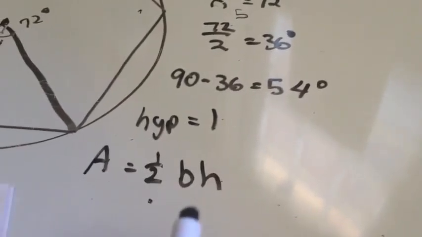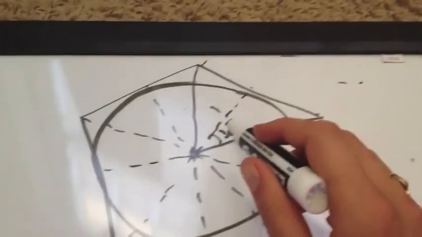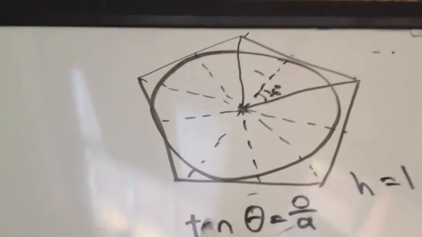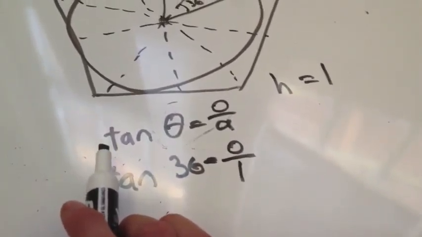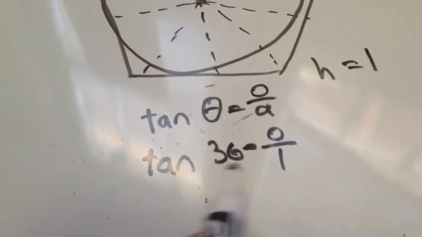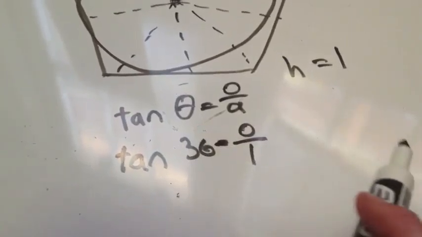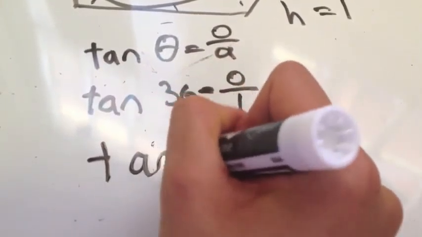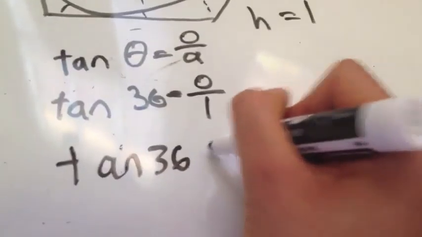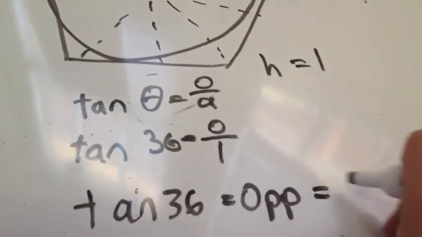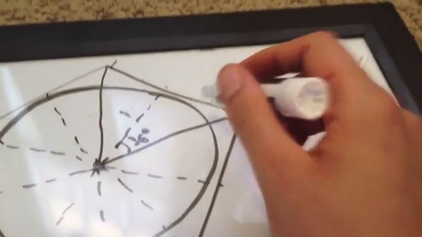For the second case, we know that the height is 1 and that the area of a triangle equation is 1/2 BH. We also know that this is 36 degrees because of the equations we did in our last problem. We are going to be using the tan equation, which is tan of theta is equal to opposite over adjacent. And in this case, tan of theta is equal to opposite over 1, meaning that tan of 36 is equal to opposite, which is also our base for this little triangle.